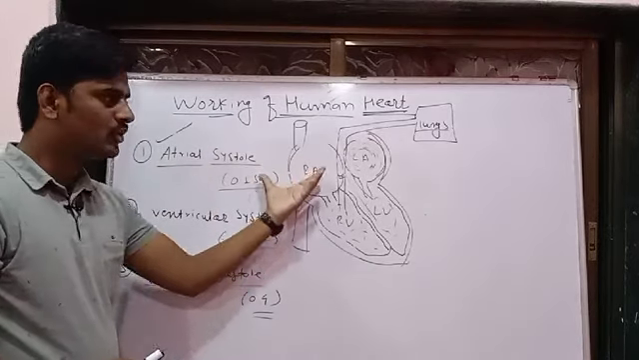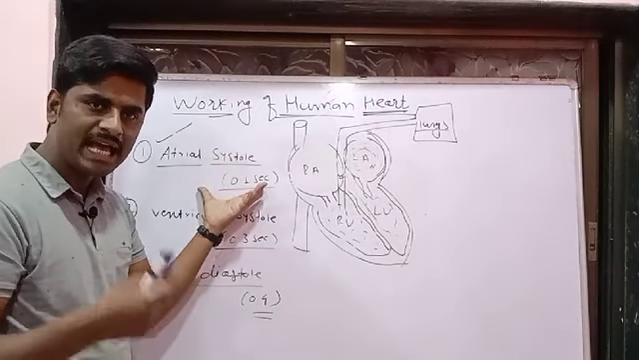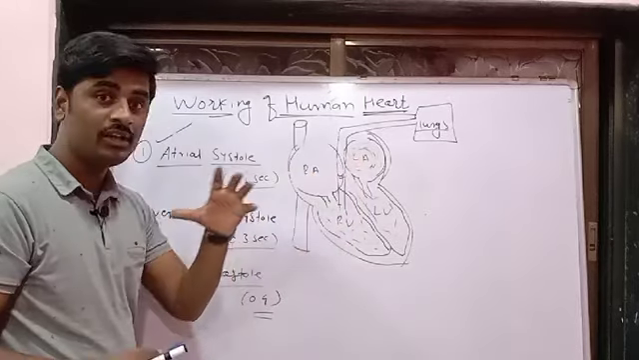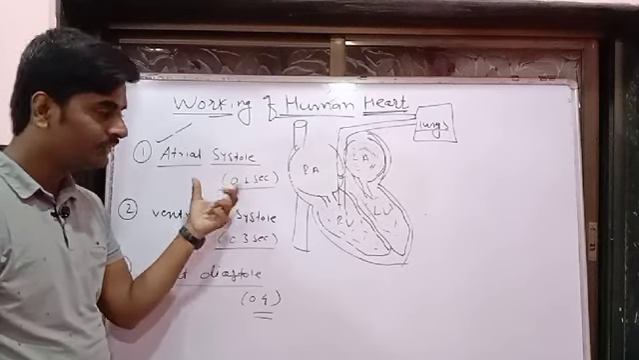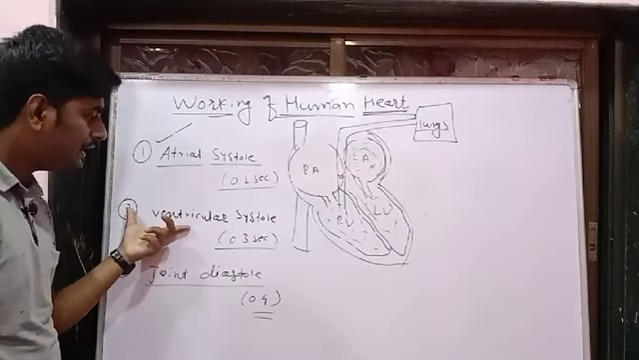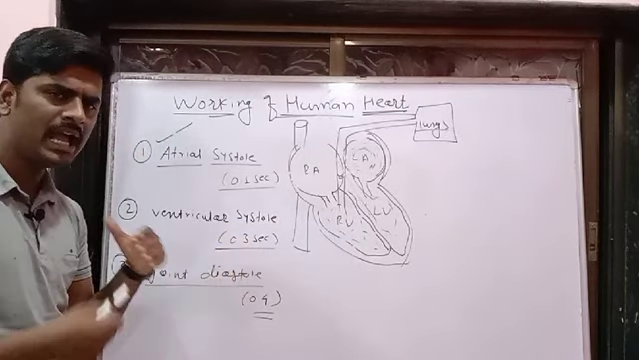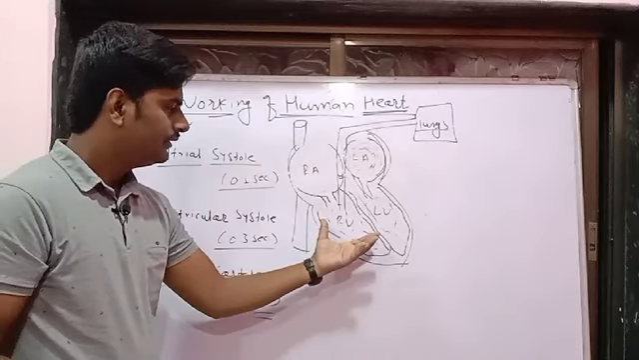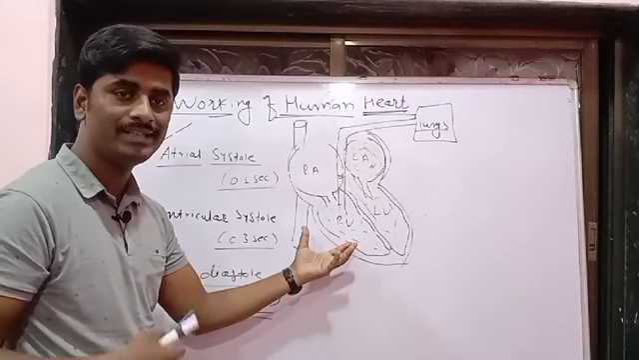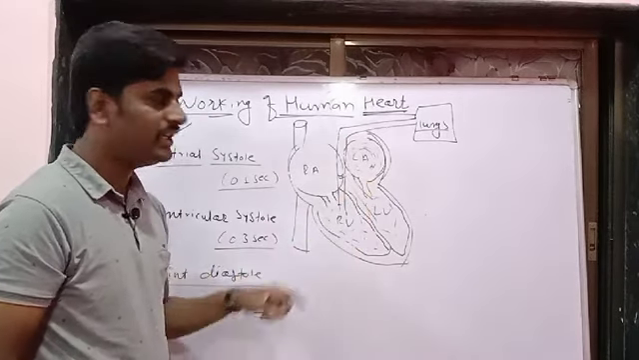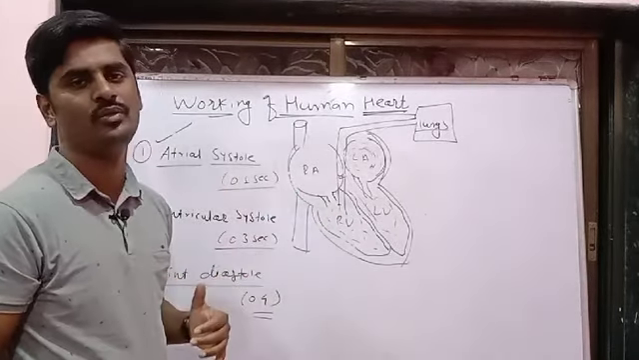When we see the atrial systole, how much time it takes and what changes take place inside the atria after contraction or systolic condition: it takes 0.1 second. Whenever the ventricle undergoes systolic condition, it takes 0.3 second. We also discussed what changes take place inside the ventricles, and the valves present between the atria and ventricles, which play a very important role.